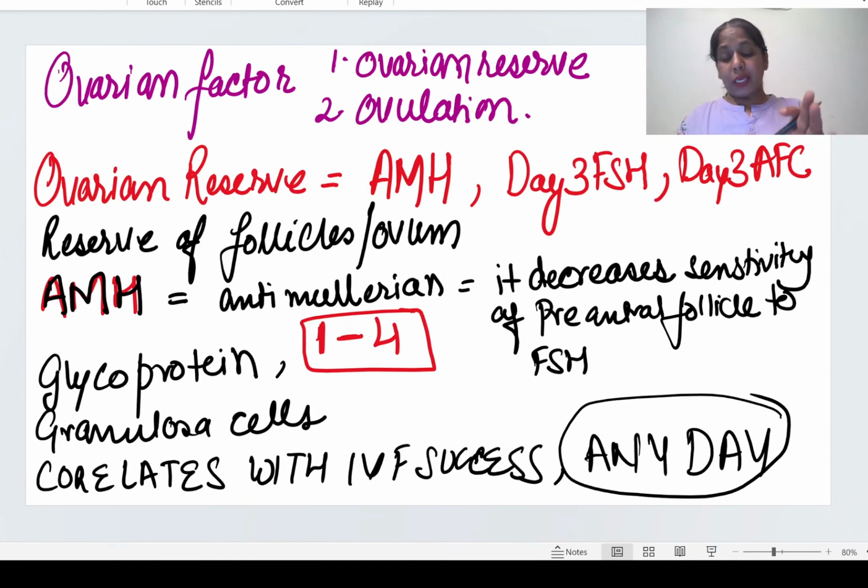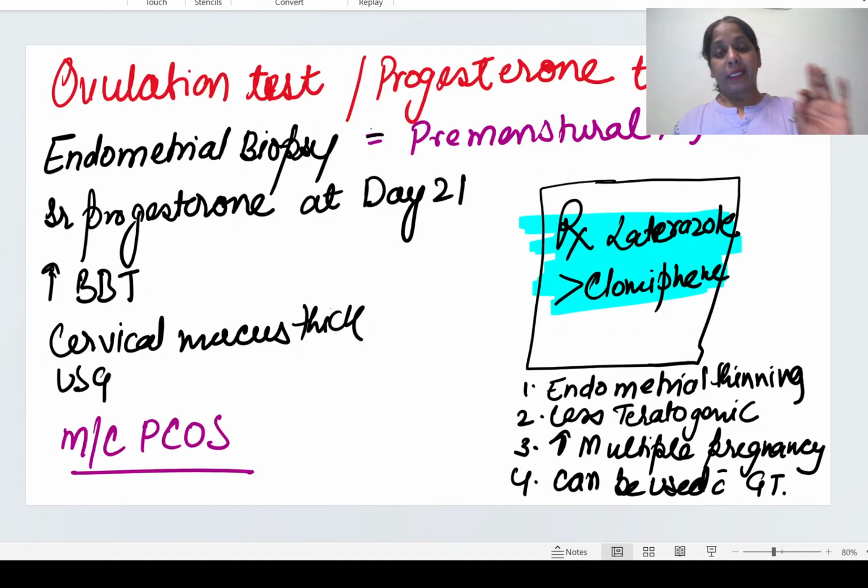Now, antrum means cavity. Yesterday we did the antral follicle in detail. So these are the 3 tests, but out of these AMH is the best. This question has come in FMGE in 2018.